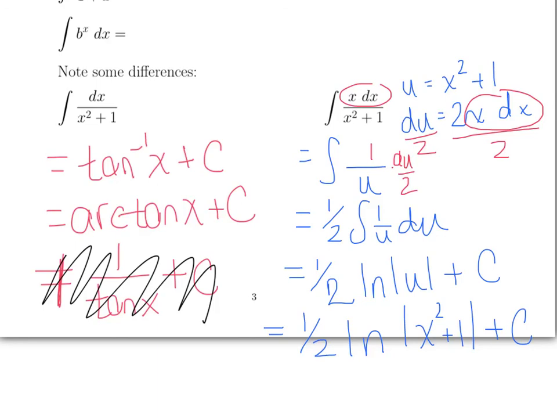So I hope these two examples kind of show you how much more complicated a problem can get by just a slight alteration. So just without the x on top, it's just a basic antiderivative, but with that x on top, it immediately turns into a substitution problem. We'll look at many more examples in class on Friday of how to do this, and also many other substitution problems.